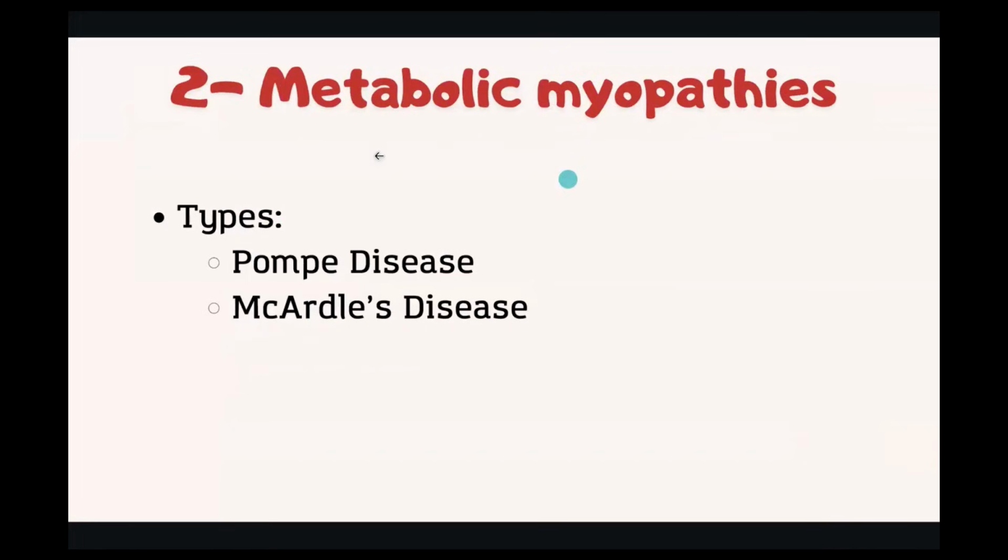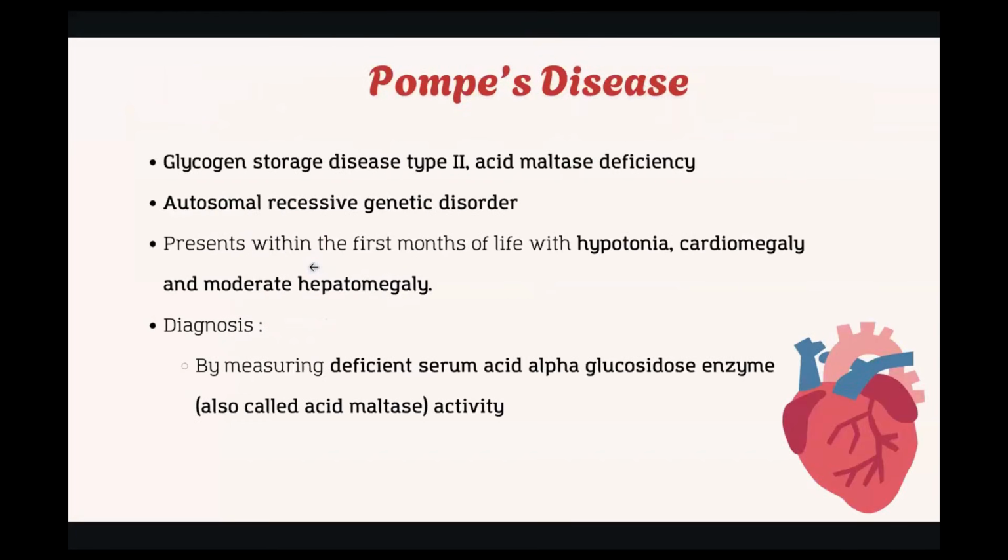Metabolic myopathies, we have Pompe disease and McArdle's disease. We're only going to talk about Pompe disease. It was mentioned twice, once in your genetics lecture and once in your clinical lecture. So what is Pompe disease? It is glycogen storage disease type 2 with acid maltase deficiency. It's considered a glycogen storage disease. It's an autosomal recessive disorder. It's characterized by hypotonia, cardiomegaly, and moderate hepatomegaly. Guys, whenever you hear cardiomegaly and hypotonia in this block, right away, it's Pompe disease.